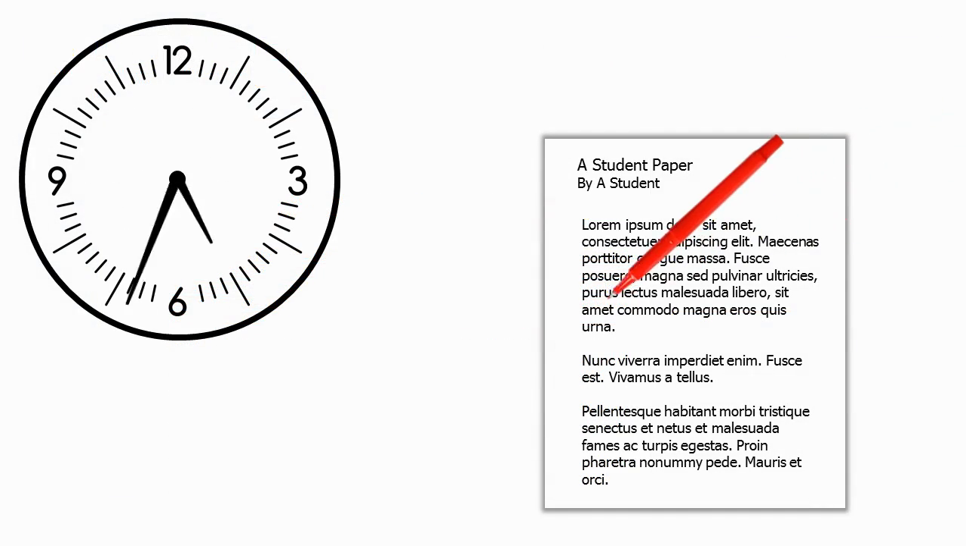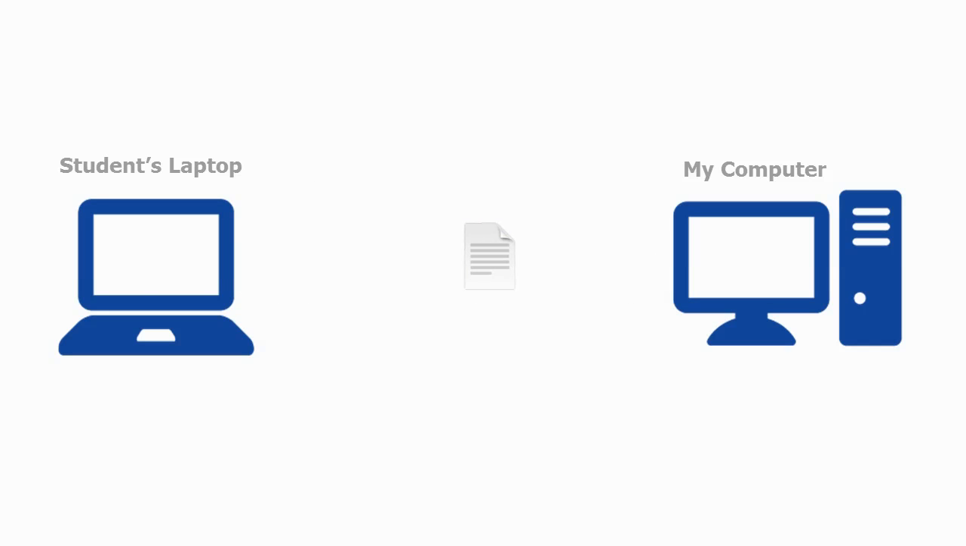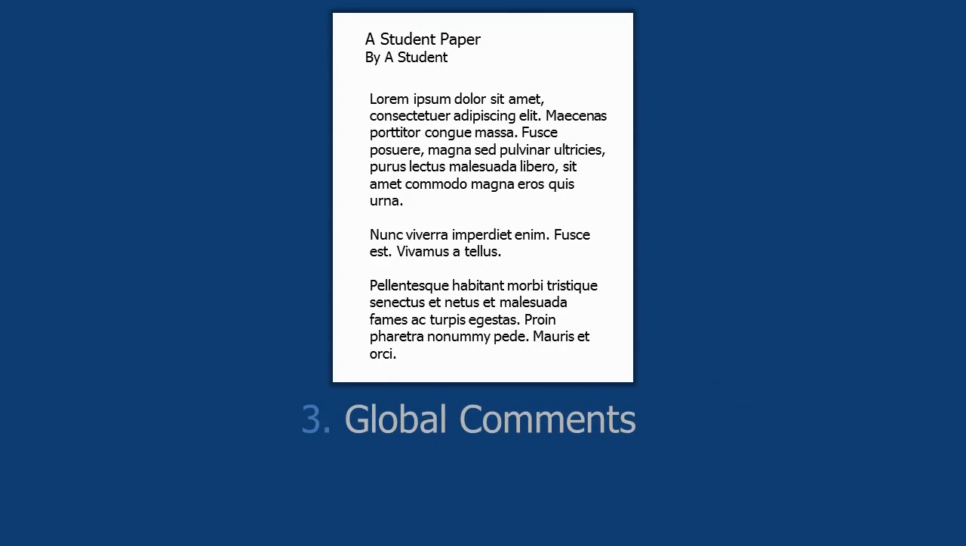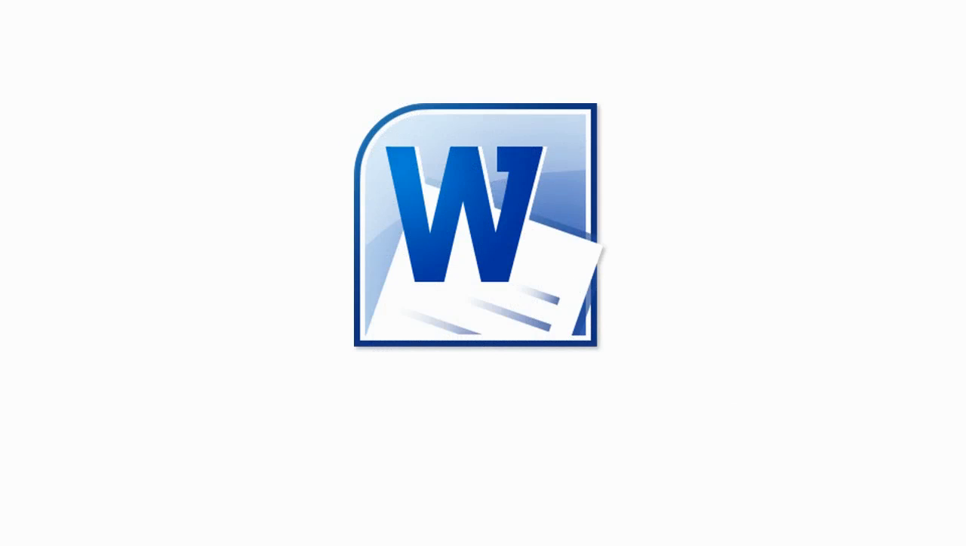In the past, I would spend hours handwriting comments on students' papers. Recently, though, students have started submitting papers electronically, so I had to find new ways of giving my students feedback. I typically provide three kinds of feedback: sentence-level edits, paragraph comments, and more general comments about the paper as a whole. There are several ways to make corrections and comment on students' papers within Microsoft Word.